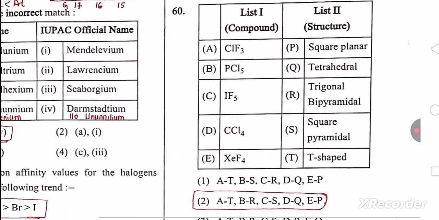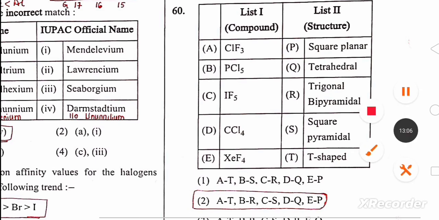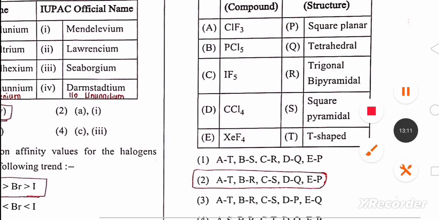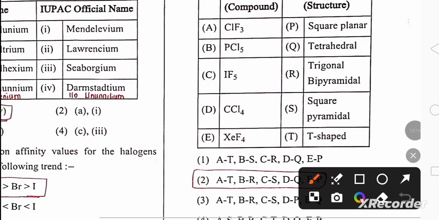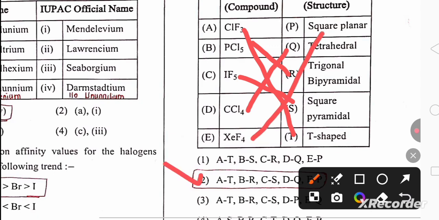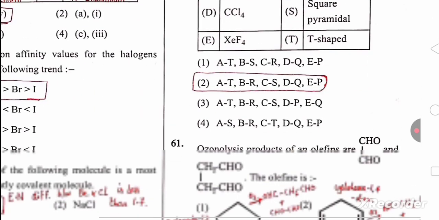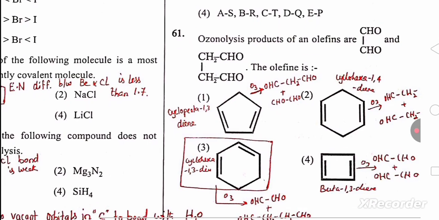In the next question, we need to find out the compounds with their correct structure. ClF3 is T shape. PCl5 is trigonal bipyramidal. IF5 is square planar. Carbon tetrachloride is tetrahedral, and XeF4 is square planar. So option 2 is the right answer for this question. This belongs to the P block elements chapter. Let us move to the next question.